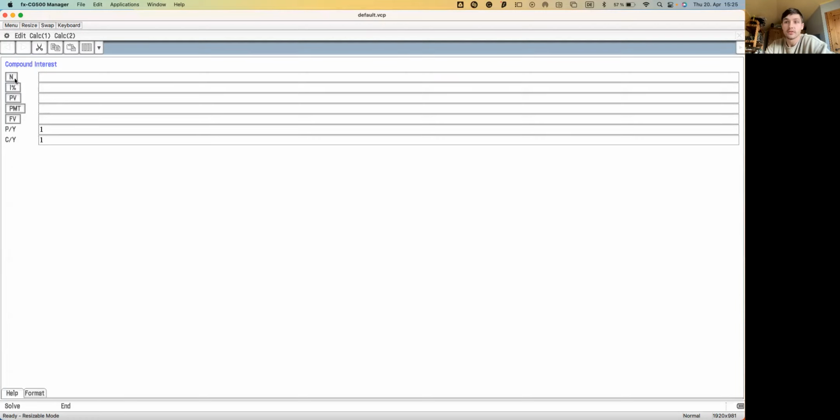So N stands for the number of payments made throughout the whole period, okay? And in this question, we're told that she is making annual payments for 10 years, okay? So that means there are 10 payments, right? So just to give you a different example, if it was, let's say, quarterly payments for 10 years, then the number of payments would be 40.